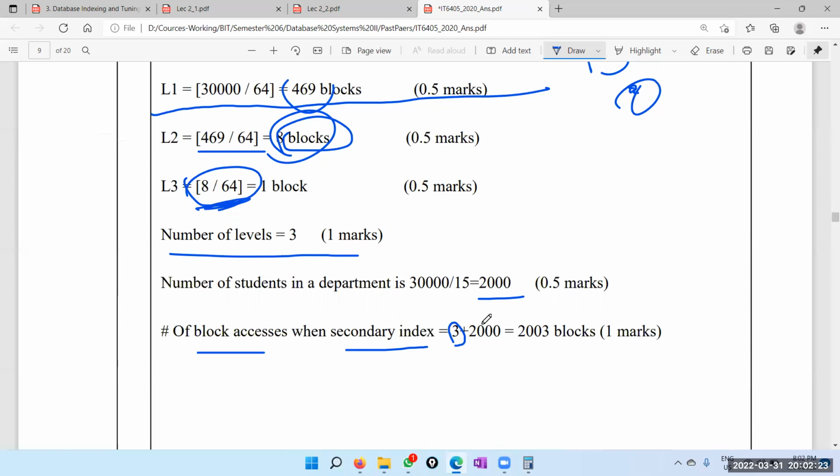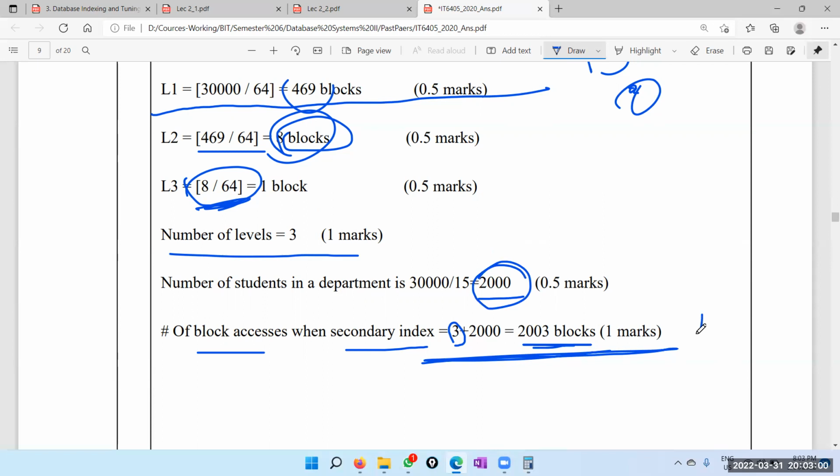That is the question for me. Anyone has an idea or come up with a logic for this one? Because I am also looking at this answer for the first time. Why has the examiner just added 2,000? 2,000 is the number of students in one department. So when the number of students in one department is 2,000, it says we have to access 2003 blocks. Of course, accessing 2003 blocks is a huge thing.